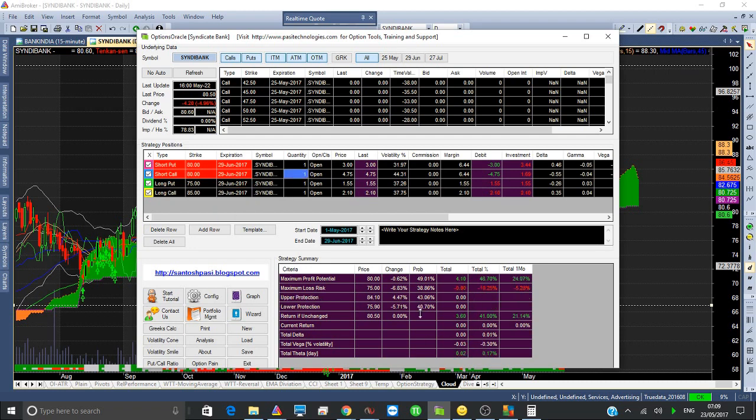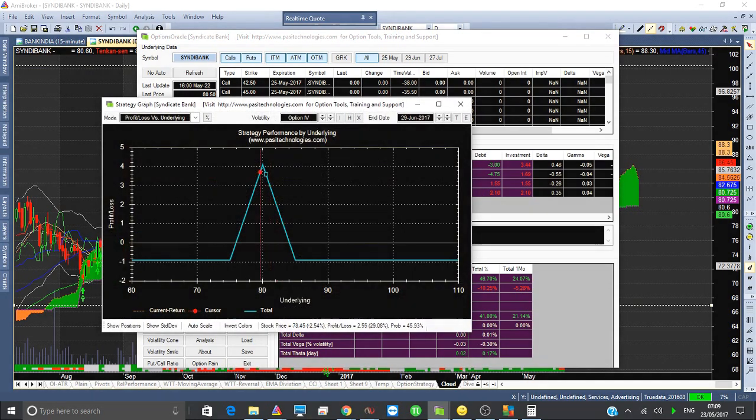One very important thing that you should be looking at is the total profit potential, which is about 46% here. Maximum loss risk, which is about 10%. Upper protection 4.5 and 5.7 being the lower protection, 84 and 75. So let's go to the graph.